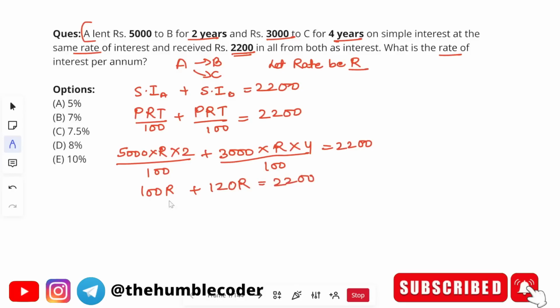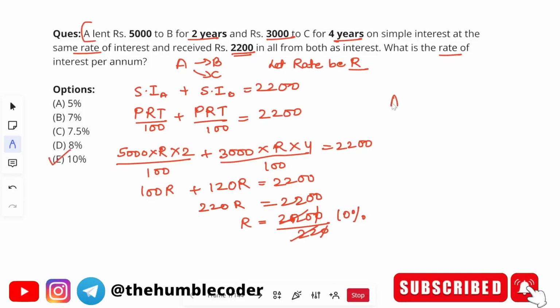Okay, so what we have to do, we have to find the value of R, right? So 120 plus 100 is what? 220R is equal to 2,200, and simply our R value becomes what? 2,200 divided by 220, which is simply 10. Okay, so rate is what? 10% in this case.